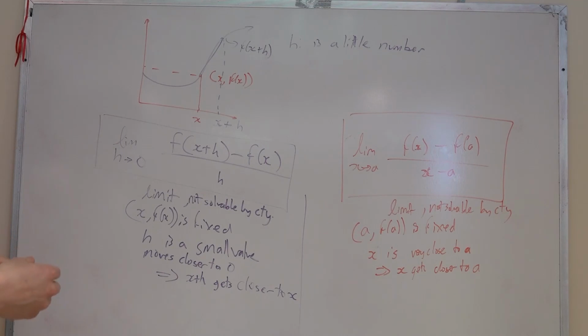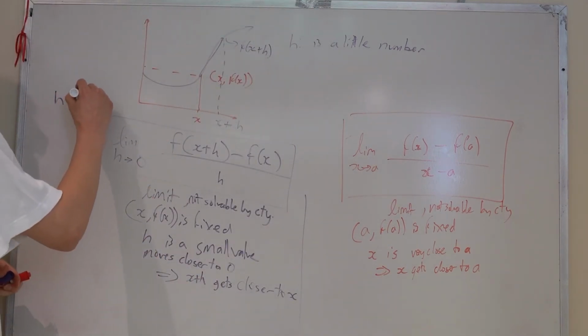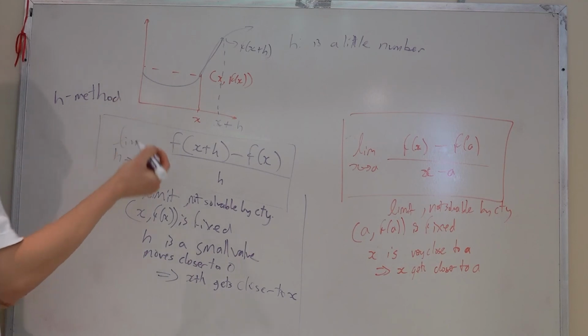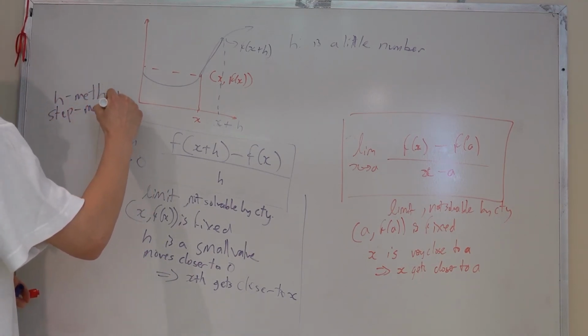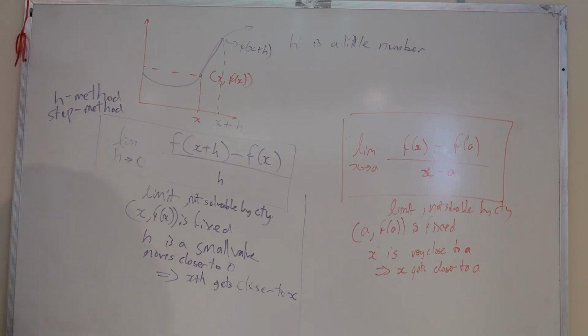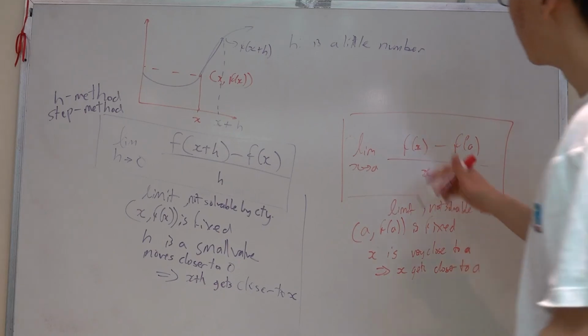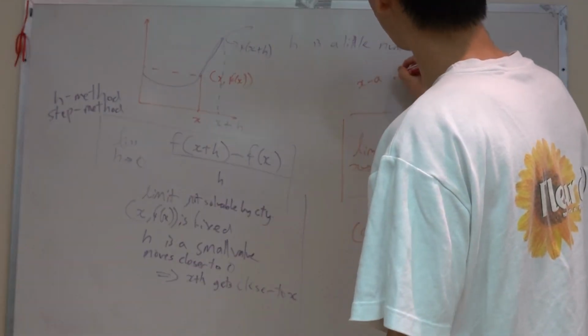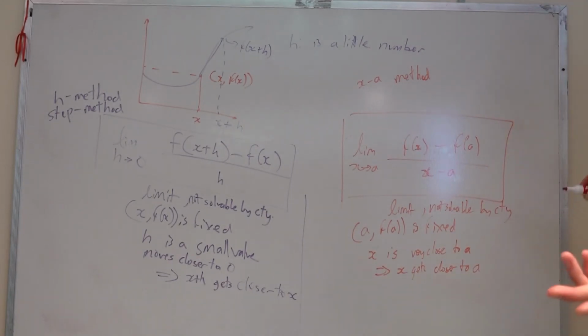The final note that I want to make is just, in the future, I'm going to be referring to them by their names. Okay, so this one is called the h method because it has h in it. But some people I've seen also call it the step method. Okay, so I will usually refer to it as the h method. You may hear it referred to as the step method. This one is called the x minus a method. Okay, everyone I know calls it that. Everywhere I've read calls it that. It's the x minus a method.